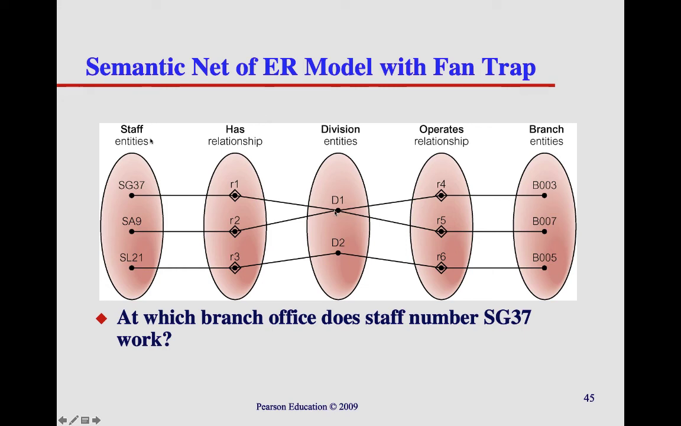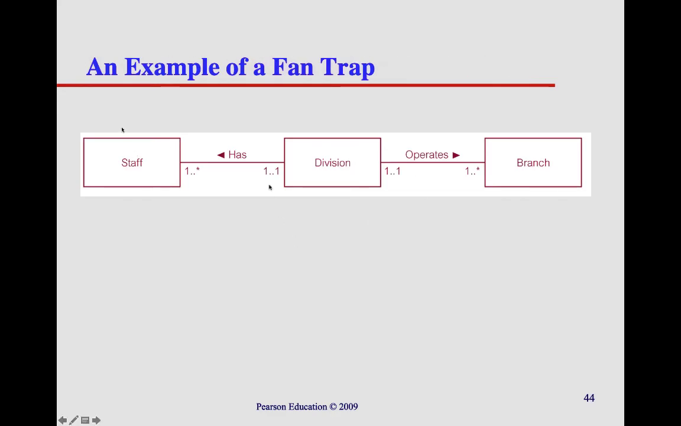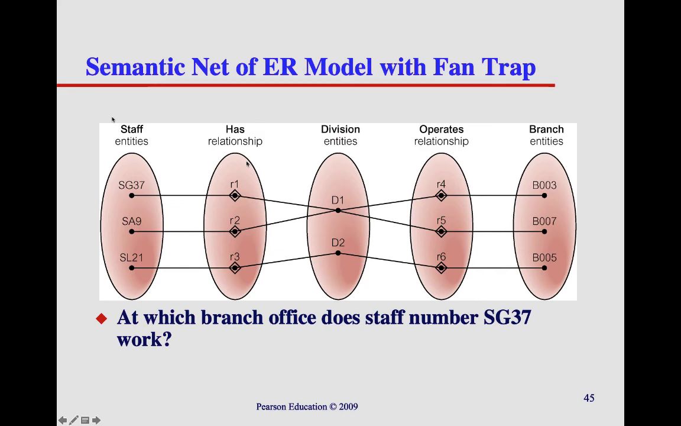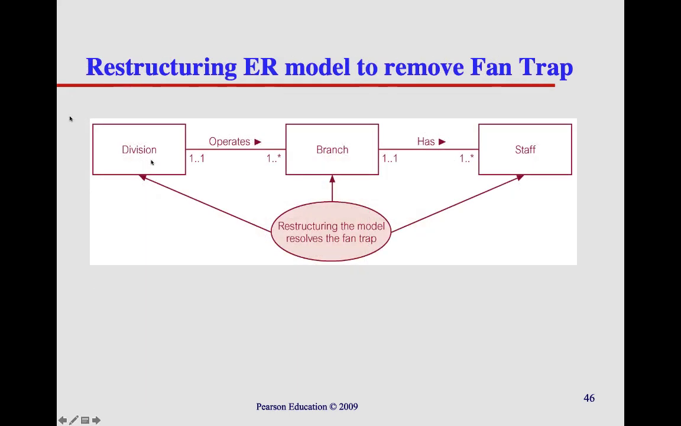The fan, you can either think of things as fanning out in two directions, or you can think of this as a choke point, and information is being lost at the choke point because I can't figure out which branch SG37 is. So the problem here is that the ordering of the relationships is a bit wrong. We just need to reorder the relationships so that we now say a division operates a branch and a branch has staff.